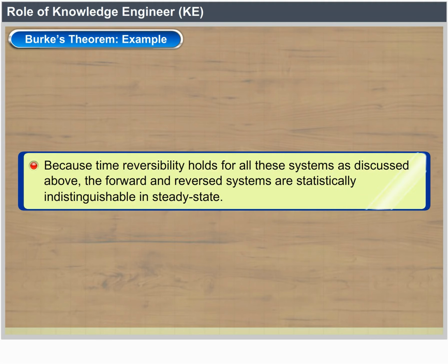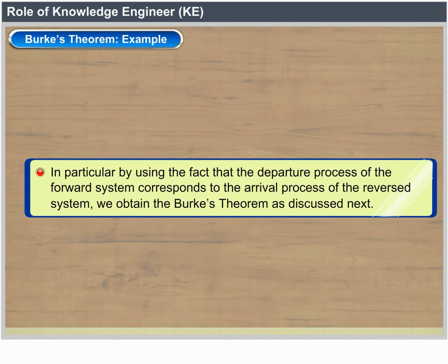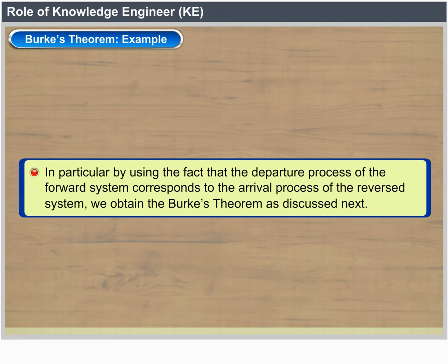Because time reversibility holds for all these systems, as discussed above, the forward and reverse systems are statistically indistinguishable in steady state. In particular, by using the fact that the departure process of the forward system corresponds to the arrival process of the reversed system, we obtain Burke's theorem, as discussed next.